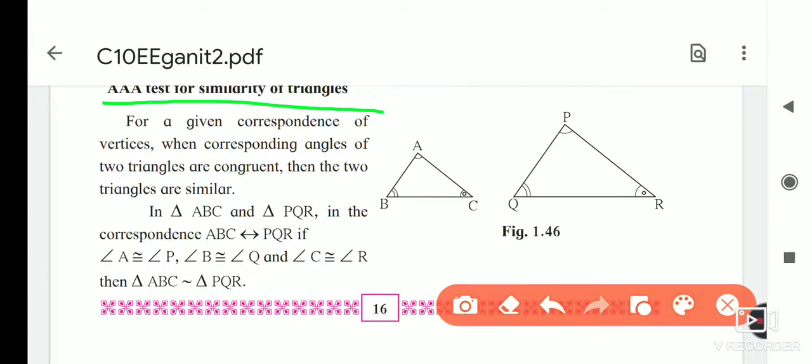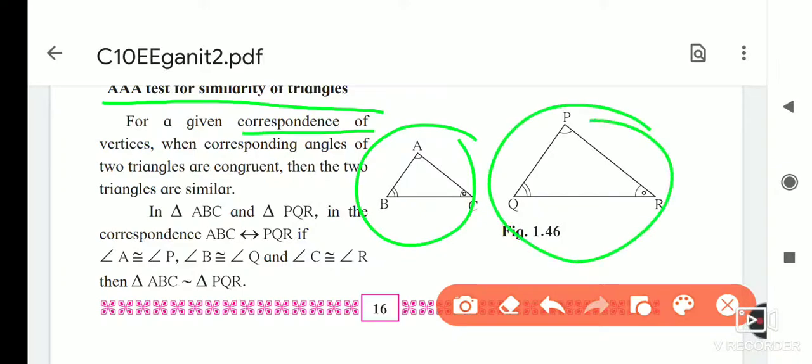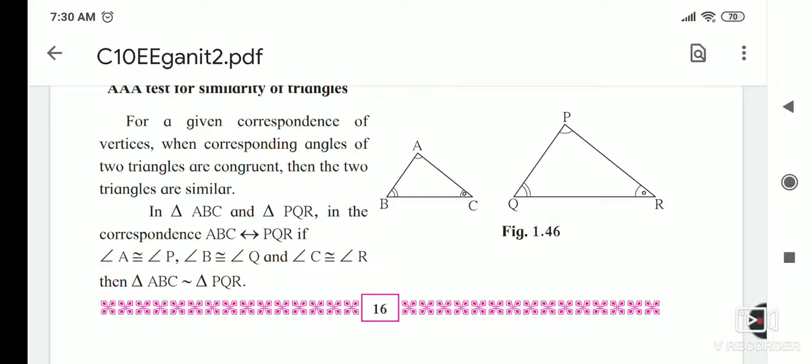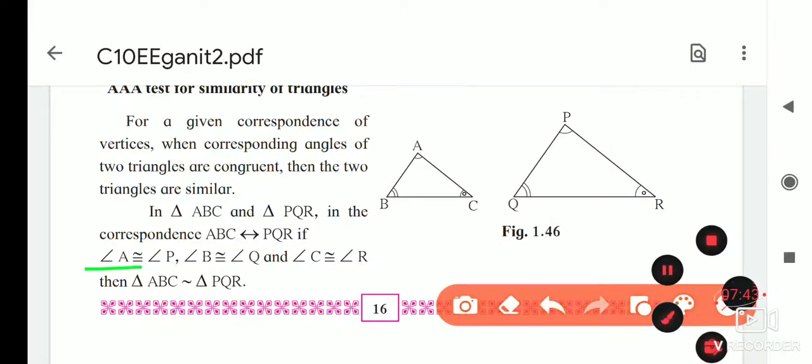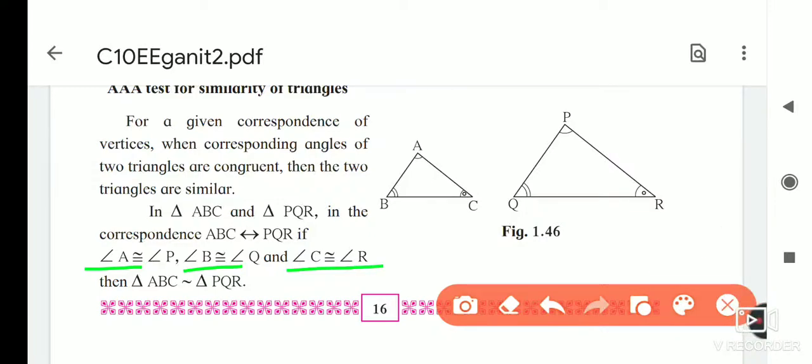For a given correspondence of vertices, when the corresponding angles of two triangles are congruent to each other, that means A is congruent to P, B is congruent to Q, and C is congruent to R. Then these two triangles are similar to each other by which test of similarity? That is the AAA test of similarity.